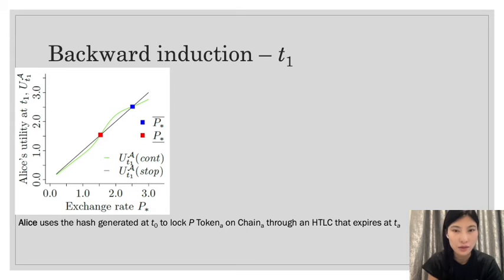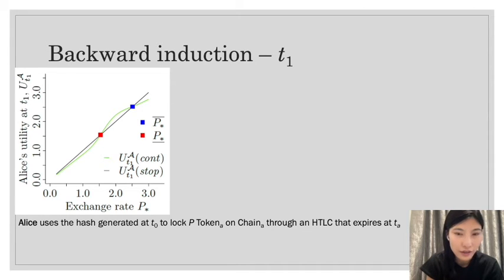Now at T1, which is the beginning of the game, Alice needs to decide whether to initiate the game or not. Now, the price of token B is known at this point. However, Alice needs to consider whether the exchange rate is reasonable or not. Now, we show that apparently if the exchange rate is extremely high, which means that Alice needs to lock in a lot of token A in return for one token B, she might not be happy. So when the exchange rate P star is very high, the game will not be started.